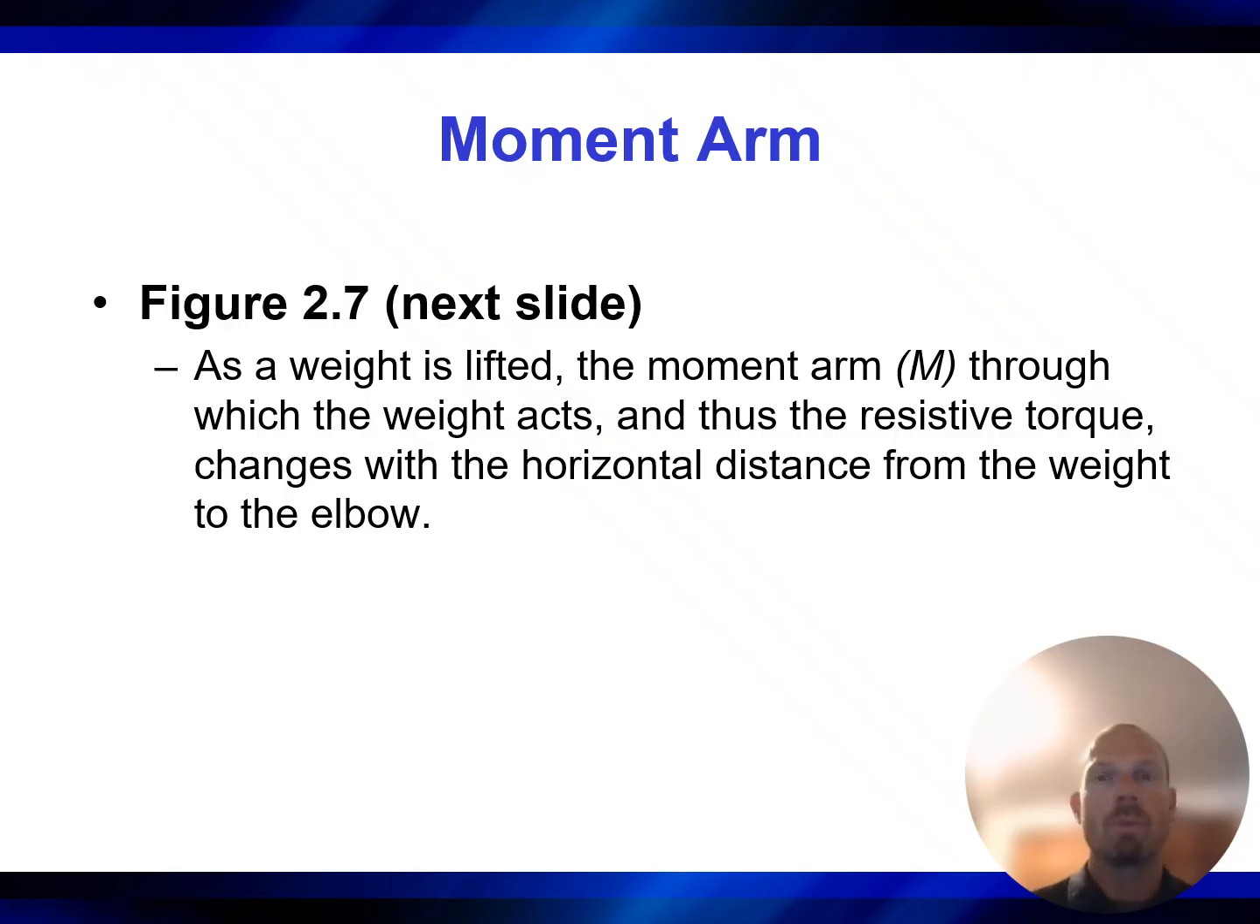It isn't just the muscle's moment arm that changes. The resistance's moment arm changes too. When lifting a free weight, gravity pulls straight down. The resistive torque is entirely determined by the horizontal distance from that weight to your joint pivot point.